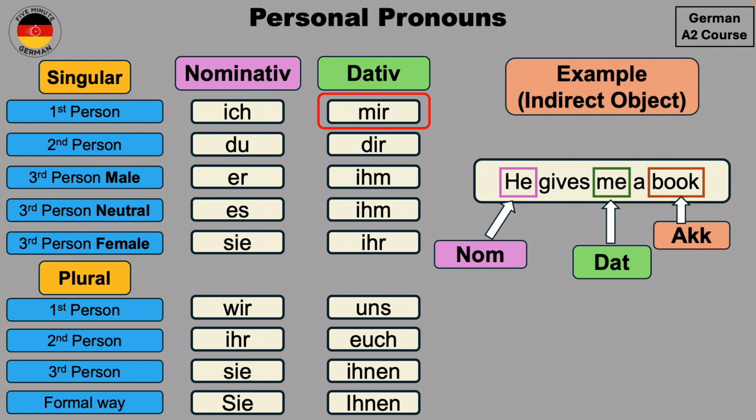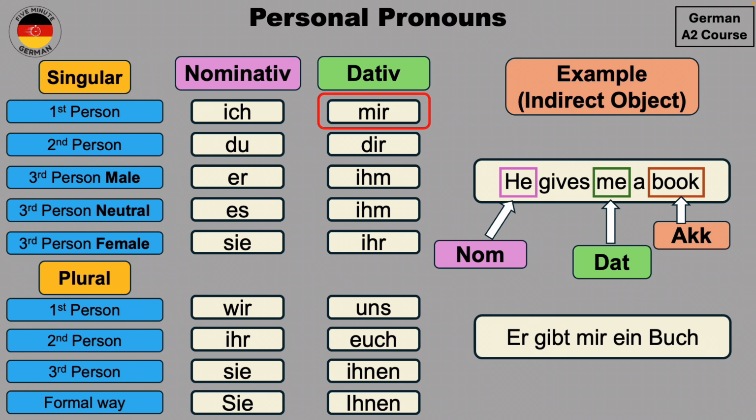In German, we can write this sentence as gibt mir ein Buch. Now in this sentence, the subject is the nominative, Buch is the accusative, and mir is the personal pronoun in dative. So we did not use ich or mich over here because this is the dative case.